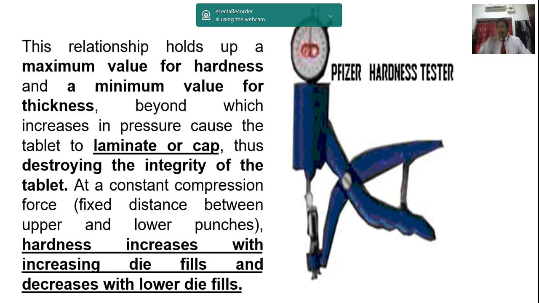Cap. You keep a cap on the head. Same thing, the tablet will have a cap, and it will destroy the integrity of the tablet. So at a constant compression force, upper and lower punches. Now you have to remember all these things in production time. There is the upper punch, lower punch, and die. These are all the main parts of a tablet machine. So a fixed distance between the upper and lower punch is needed, and also the pressure should be maintained.